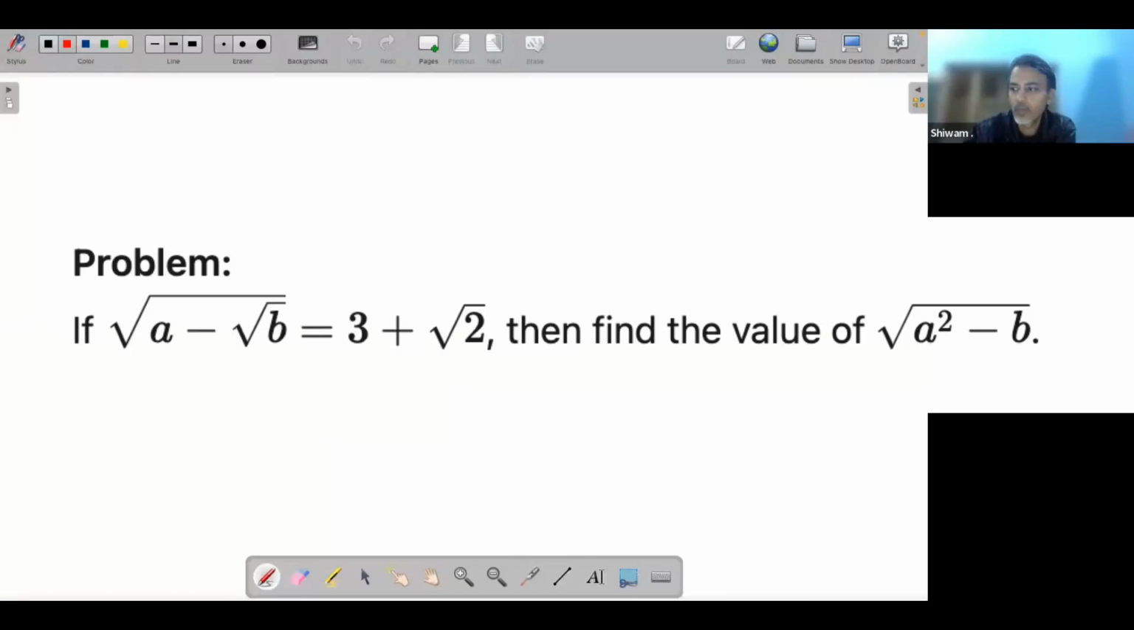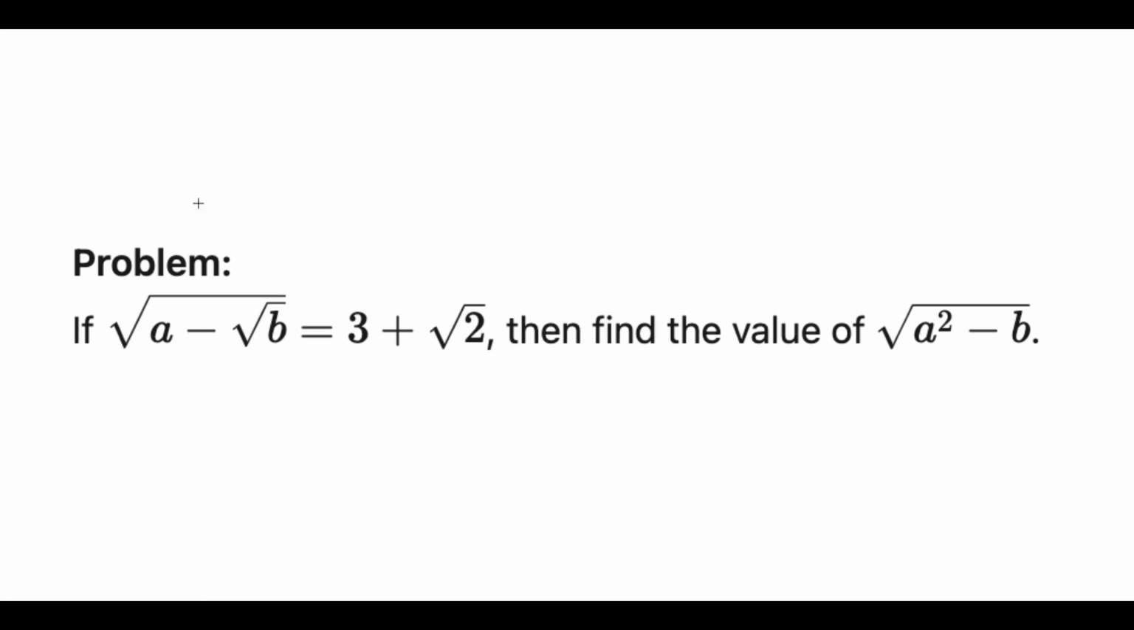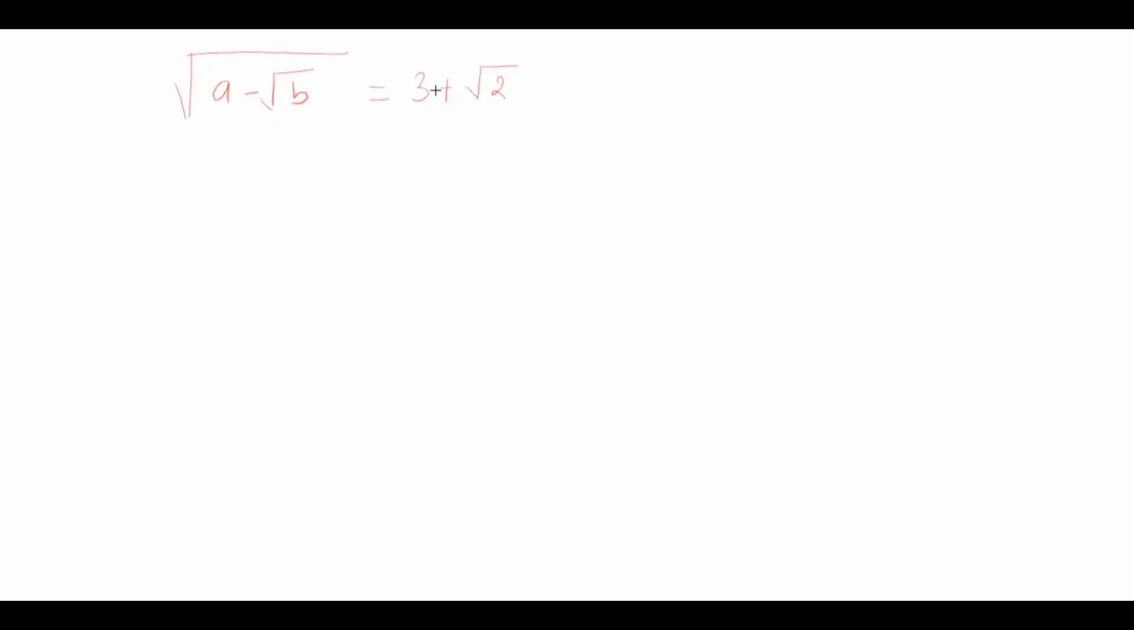Okay, let's solve it. A minus 2c, I'm not sure, no. They should have given a minus over here, I guess. But let's see. So I'll square it. So then I'll get 1a minus 2c, then I get 9 plus 2 plus 6 root 2.